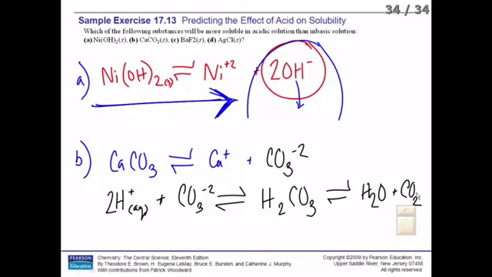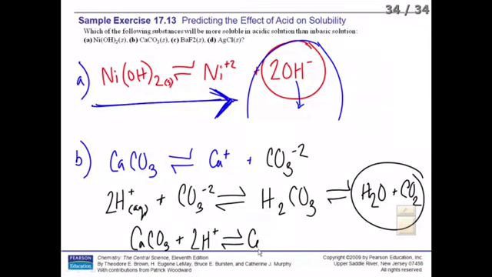So if you look at the overall reaction, these are what are replacing this carbonate ion. The overall reaction would be CaCO3 with the addition of an acid. This is how it should respond. You'll make some calcium ions and CO2 and H2O.